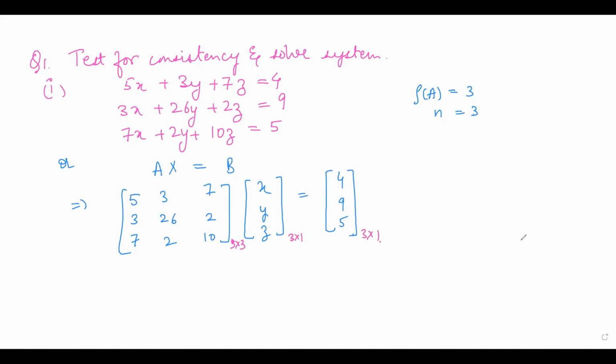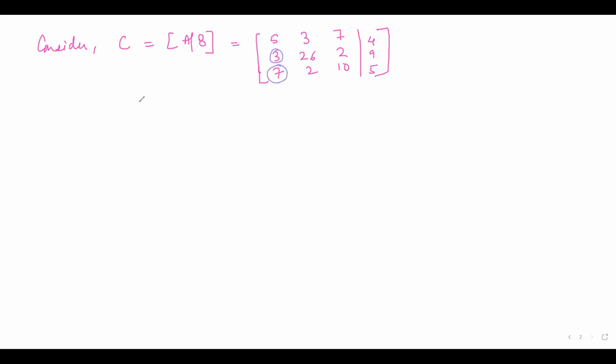So to find out the solution, let me just find the augmented matrix C. That is given by the A matrix first, I am writing, and then the B column, given by 4, 9, and 5. So, now what are the steps? Again, you need to make these zero. So, first of all, considering the elementary row operations.